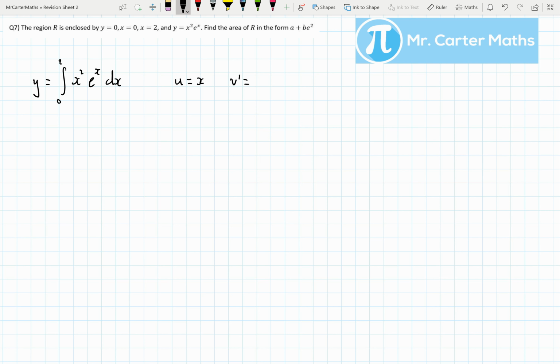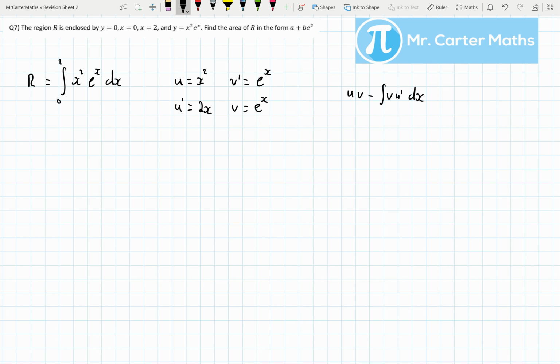So my u is going to be x squared. So that leaves me with u dash being 2x. And my v dash is e to the x. Integrating that gives me v is e to the x. Okay, integration by parts is uv minus the integral of v u dash dx. Okay, so just applying that here. My R, the area I'm looking for, is equal to that.